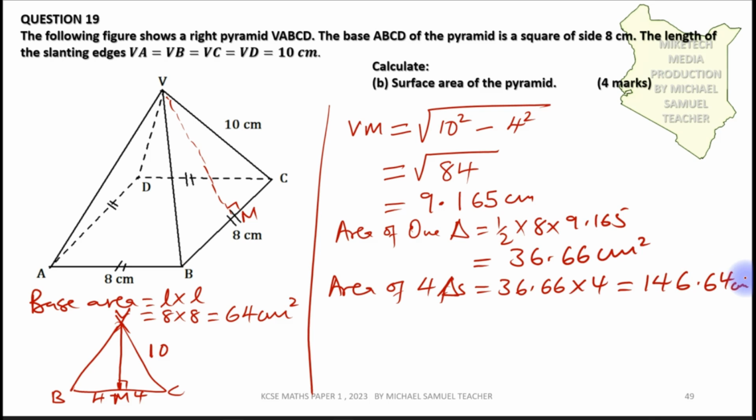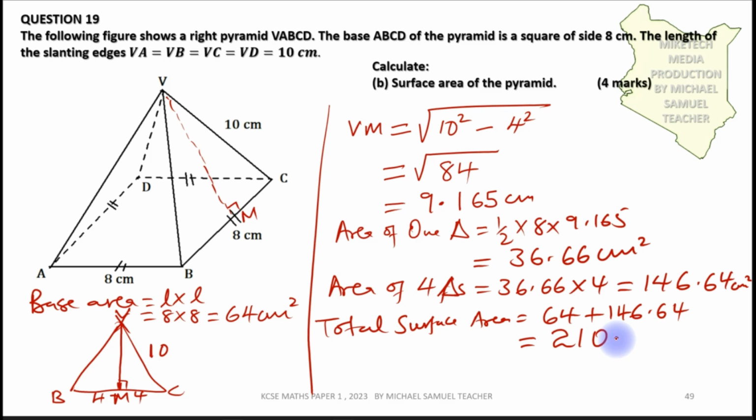So the area of 4 faces, 4 triangles, will be 36.66 times 4, which is 146.64 centimeters squared. Therefore, total surface area will be equal to the area of the base, 64, plus the area of the 4 faces, 146.64, that will add up to 210.64 centimeters squared.